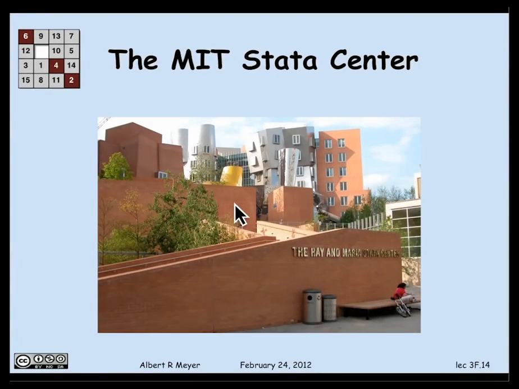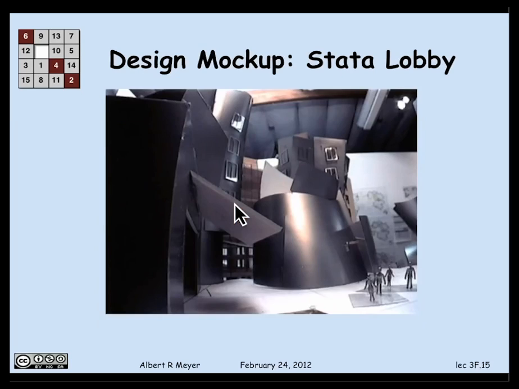Okay, now let me tell you a little story. It's a made-up story, but it's kind of fun to tell. This is the familiar building, the Stata Center. And this is actually a design mock-up that the architects produced for the MIT team that was overseeing the construction and design of the building, to show what the student lobby would look like, the student street.